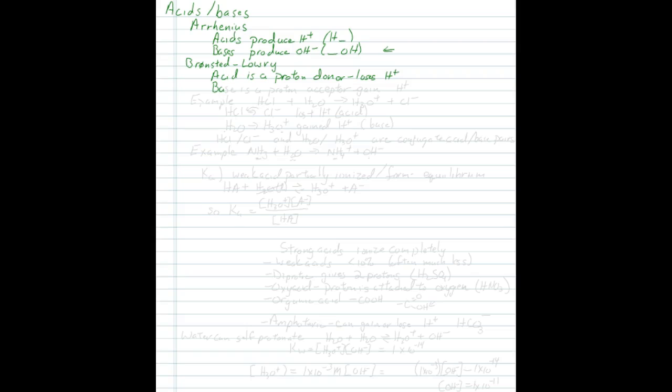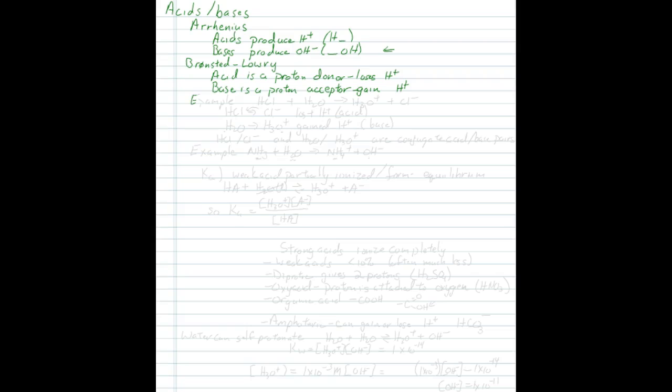A base, though, is a proton acceptor. If there's a donor, you've got to have an acceptor. They gain an H+. The benefit of this is it explains the nitrogen bases, or organic bases, and it talks about proton donor, proton acceptor. This is fairly analogous to redox reactions, where instead of donating and giving an electron, you're donating and giving a proton.